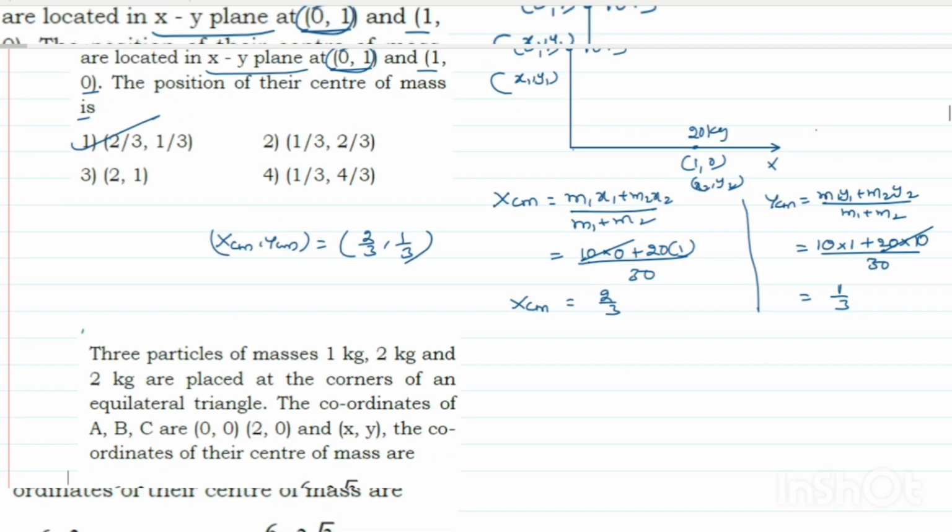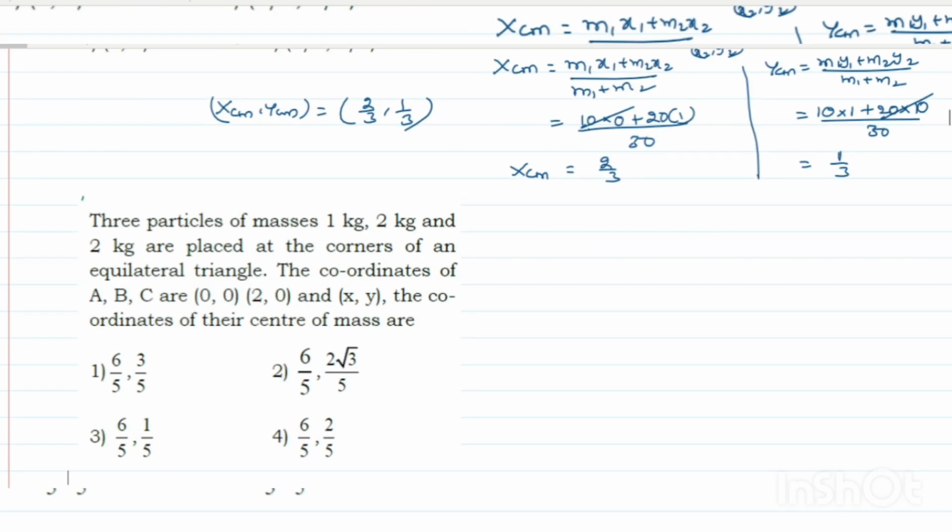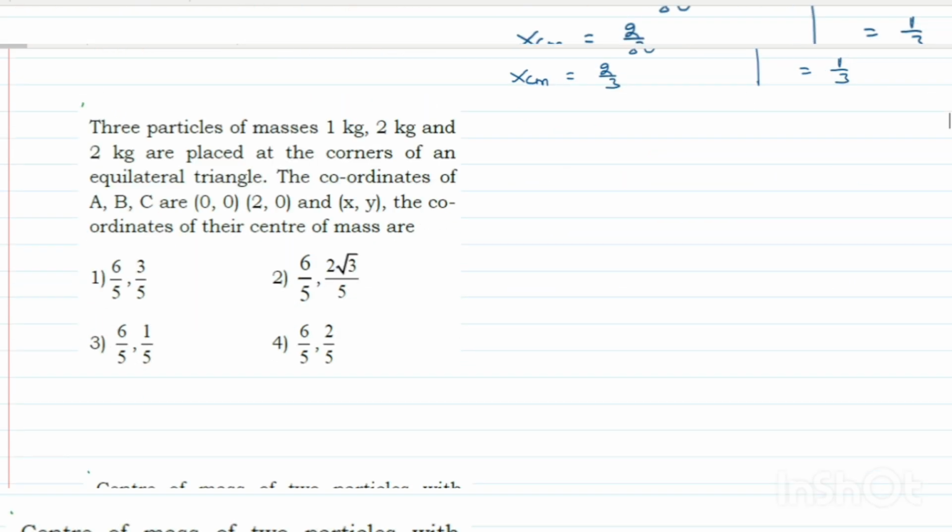Let us see the next question. The next question says 3 particles of masses 1 kg, 2 kg and 2 kg are placed at the corners of an equilateral triangle. The coordinates of ABC are given. Here 1 kg, 2 kg and 2 kg are placed at the corners of an equilateral triangle.